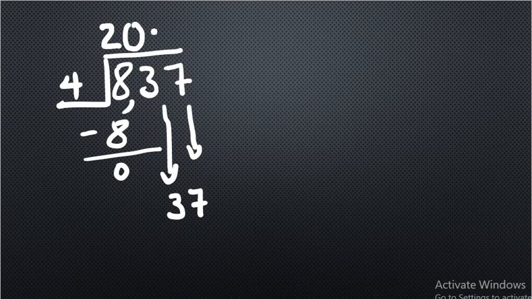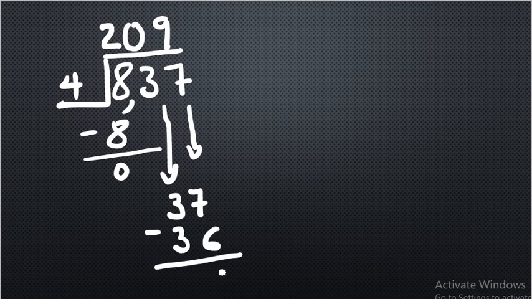For example, if you think of the number 8, 8 times 4 is 32. It is smaller than 37. It's fair. But at least let's be near to 37. What if I put 9? 9 times 4 is going to be 36. So this number is fair. It's near. Again, subtract. What is the remainder? The remainder is 1. This number, we call it remainder.